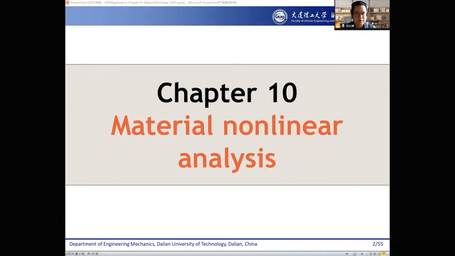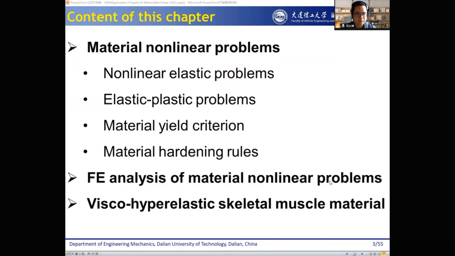We will talk about different material models, but this cannot cover all the knowledge. So in order to know more, you have to read more books, and you have to do more practice, and you have to keep learning. Okay, so in this chapter we will cover three parts.